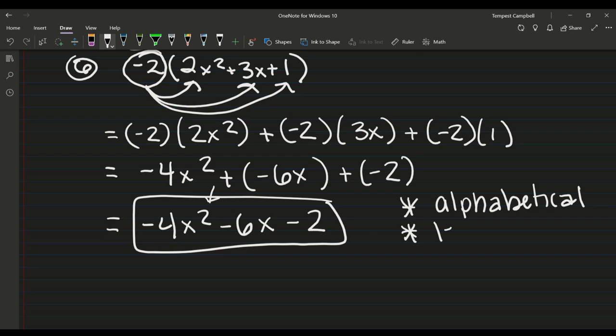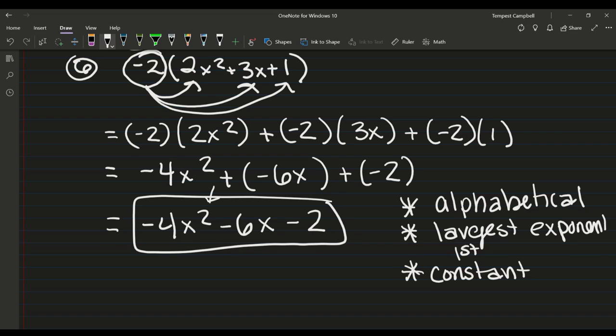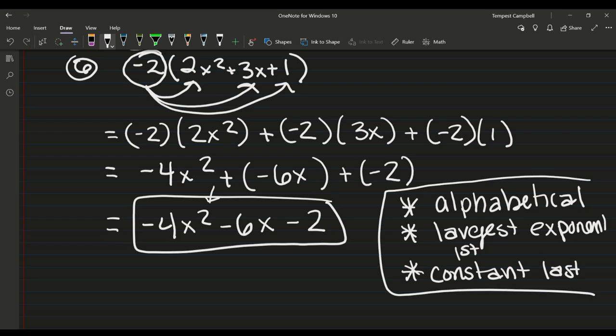We want largest exponent first. And then we should always have the constant last. Okay, so these are the rules for formatting equations. All right, and we'll talk about that some more as we move on.